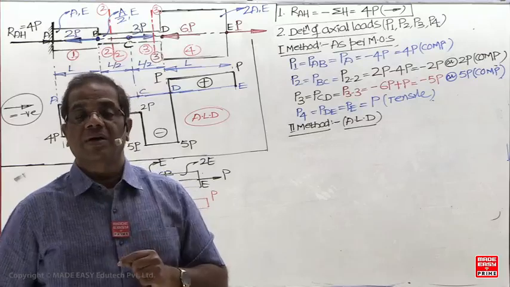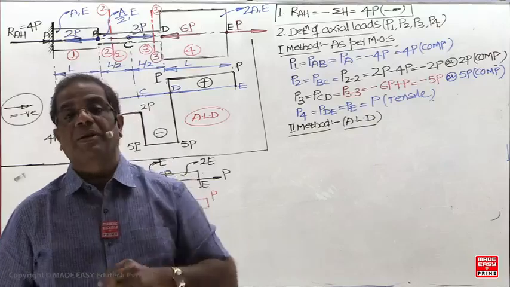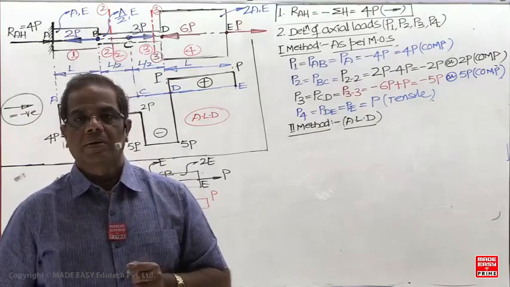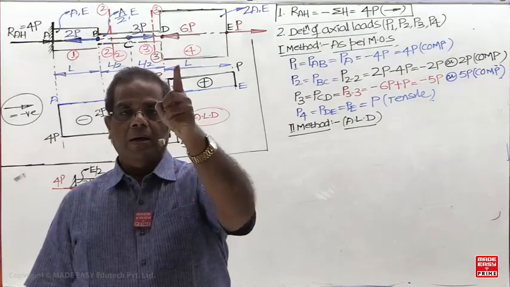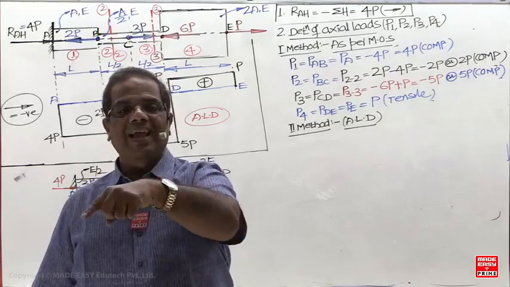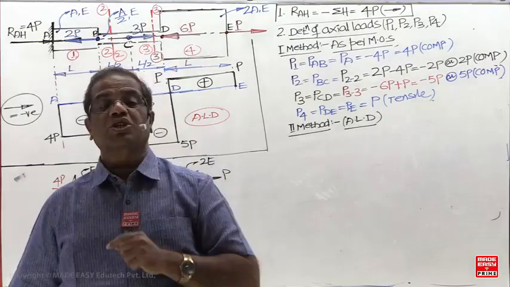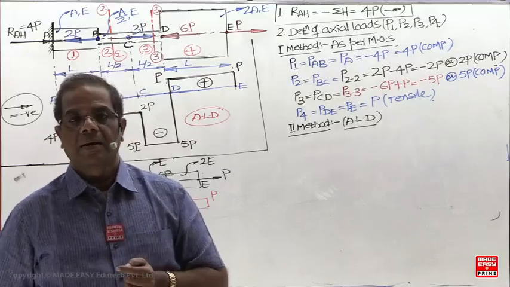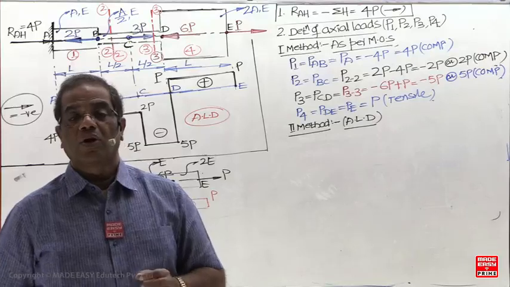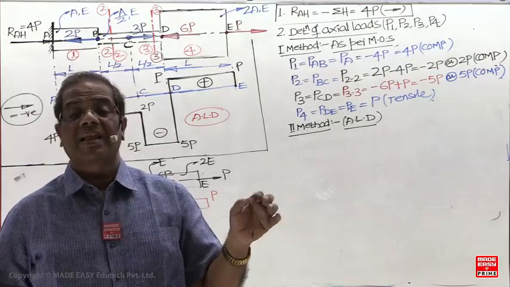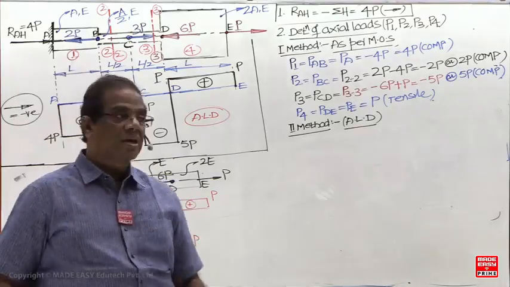But what about the strain now? Strain will depend upon what now? Load, shape of the cross-section, cross-sectional dimension, and material also. Strain and deformations depend upon the load, PL by AE. They depend upon the load, cross-sectional dimension, shape of the cross-section and material. But stress depends only upon load and cross-sectional dimensions. So loading diagrams are independent of the material, the shape of the cross-section and the cross-sectional dimensions.